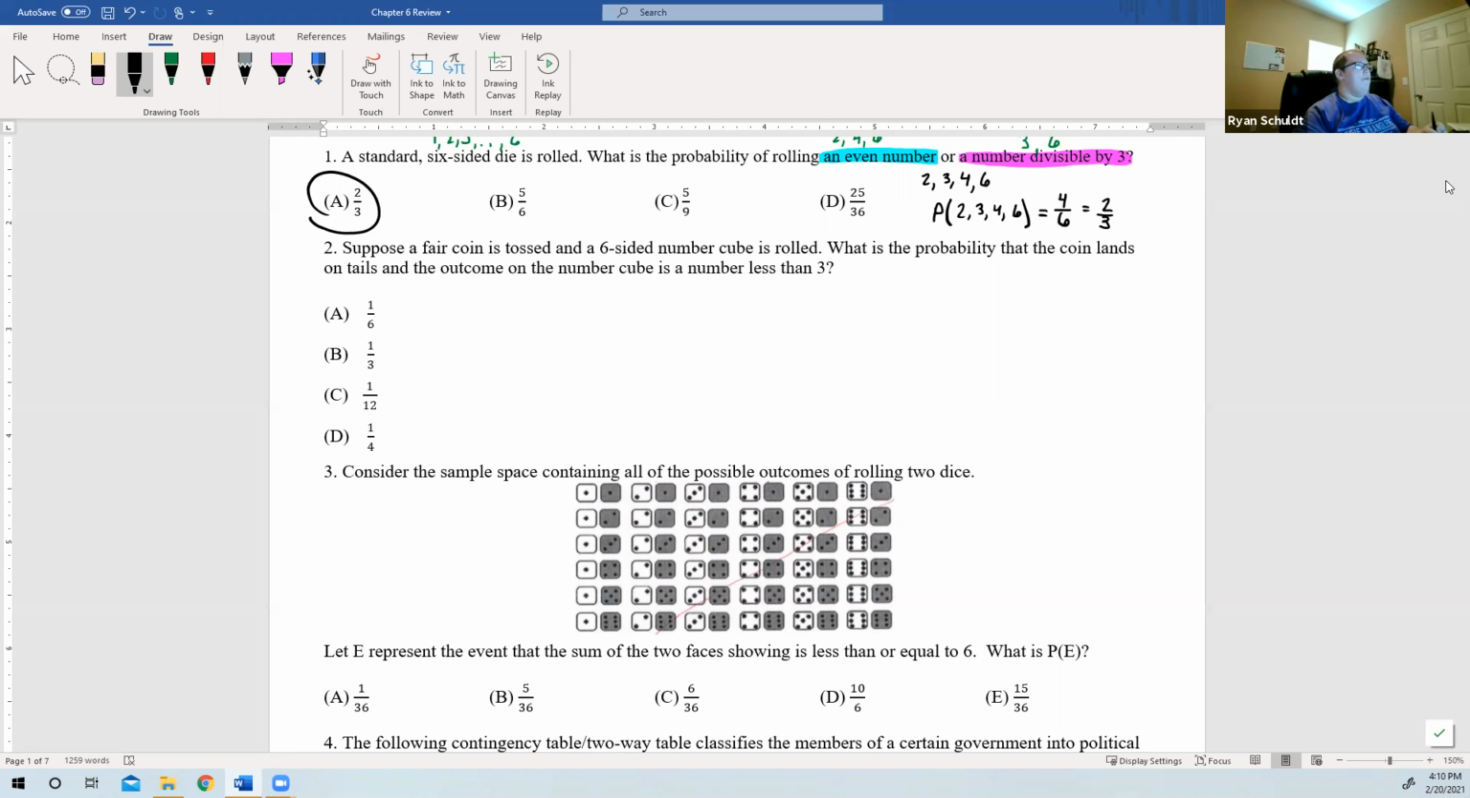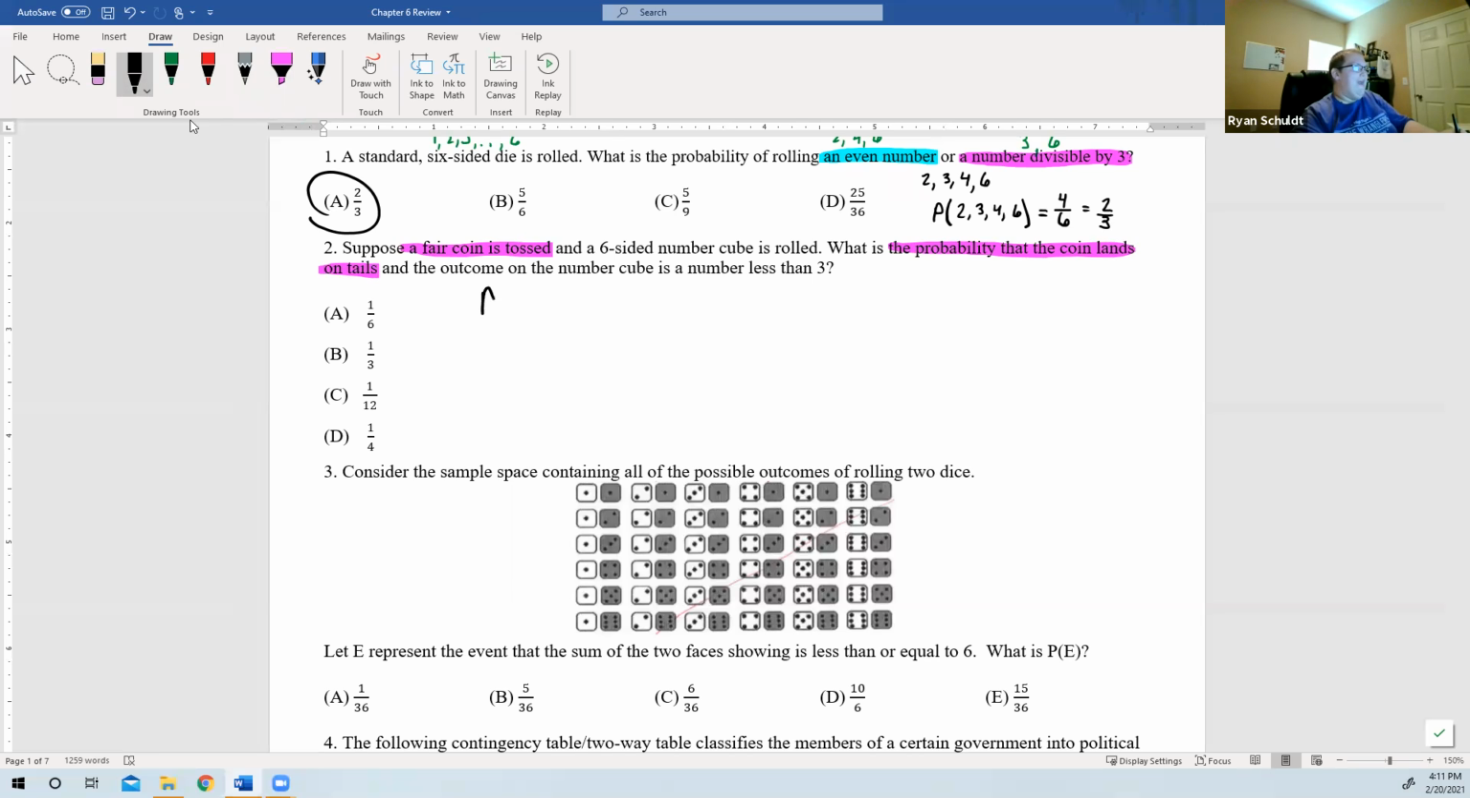Number 2, suppose a fair coin is tossed and a 6-sided number cube is rolled. A 6-sided die is rolled. What's the probability the coin lands on tails and the outcome on the number cube is less than 3? Well, let's look at these here. So what's happening? A fair coin is tossed, and we want the probability the coin lands on tails.